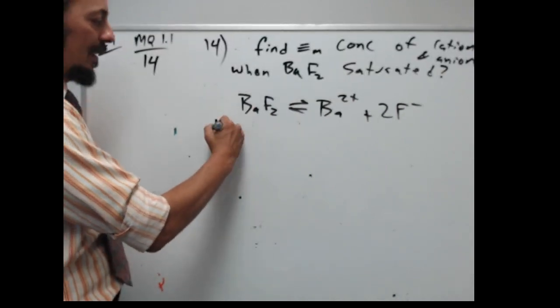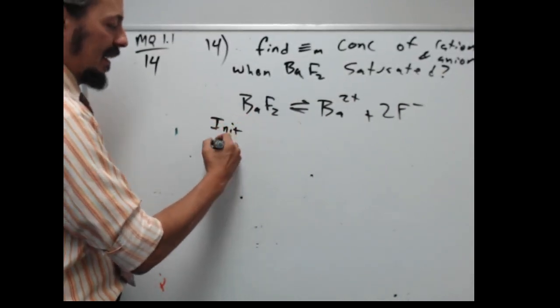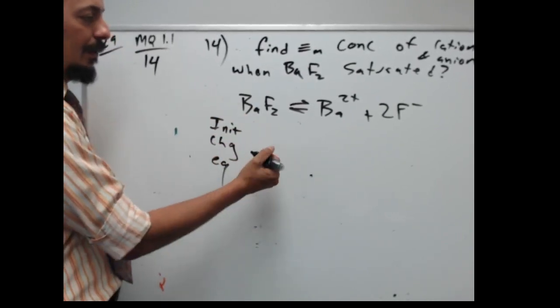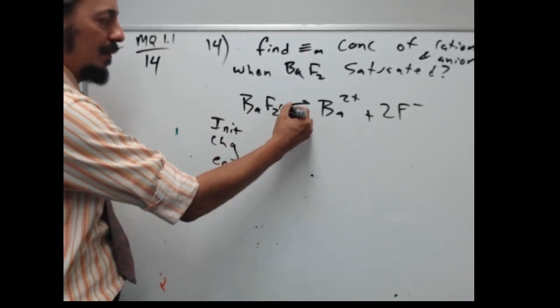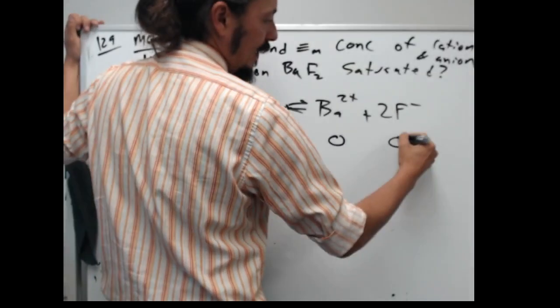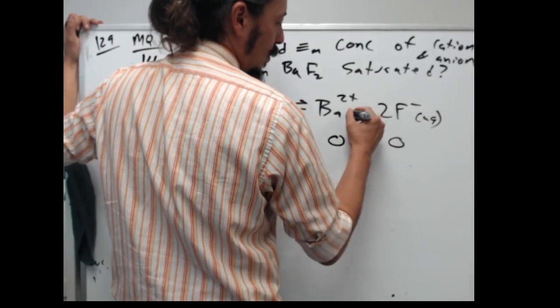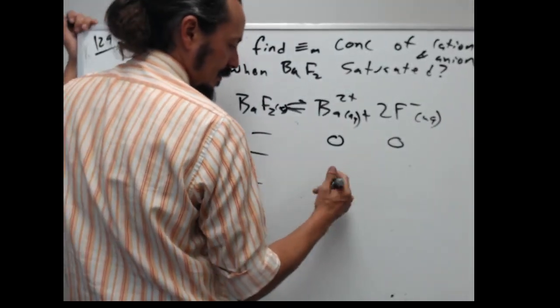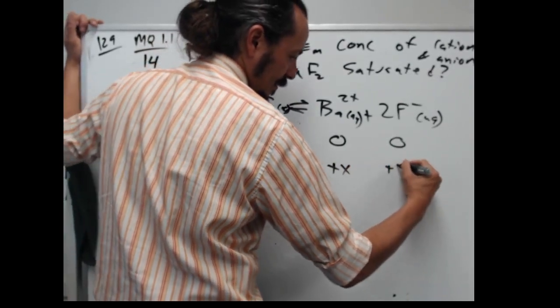It's asking for equilibrium, so that gives us the hint that we're doing an equilibrium table. Do I include the solid in the equilibrium table? No. Nope. 0 for the initial. 0's for the initials because we're doing the solubility in water. How much is my pluses? Plus x and plus 2x.